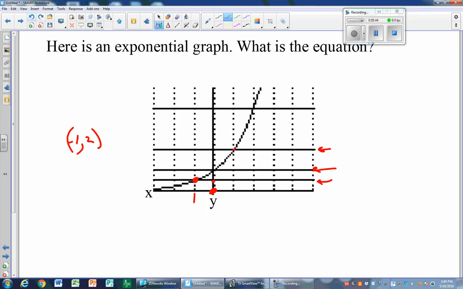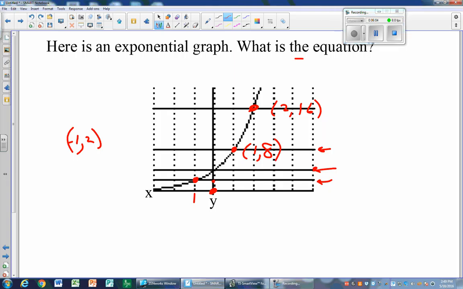Now let's see if I can find another point. I can find another point there. That's +1, 8. Is there another point? Yes, there's another point there. It's +2. I think it's 16. Let me pause and count. And it is. So I have 3 points.